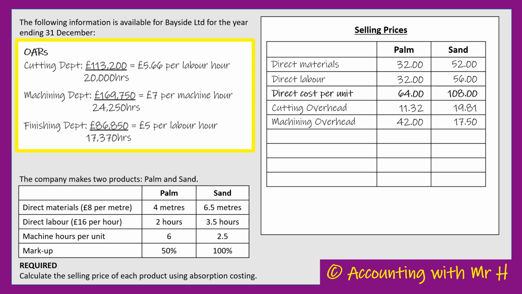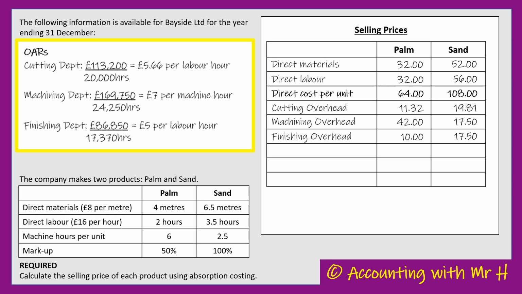And then finally, the finishing department, back to labour hours for this one. So £5 per labour hour is what our OR tells us to do. So the labour hour for a palm was 2 hours to make a palm, 2 labour hours. So 5 times 2, 10. And then the labour to make a sand is 3.5 hours. So 5 times 3.5, £17.50.